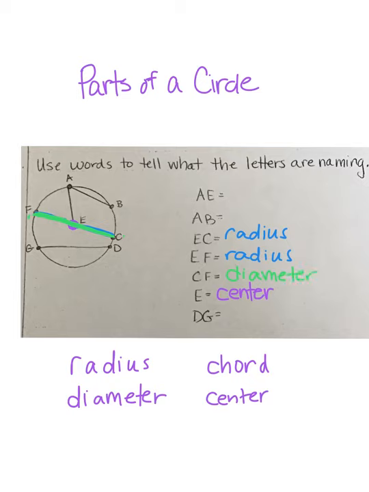I did notice that there is one more radius. If you thought you saw it before, another radius here. Again, from center to outside of the circle. A and E, that is another radius.